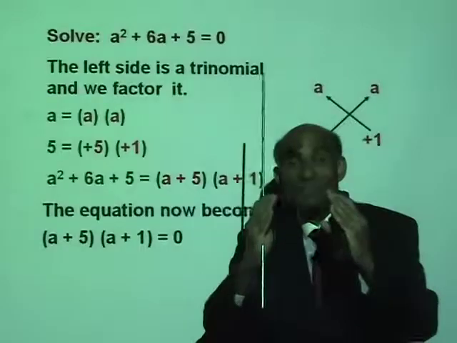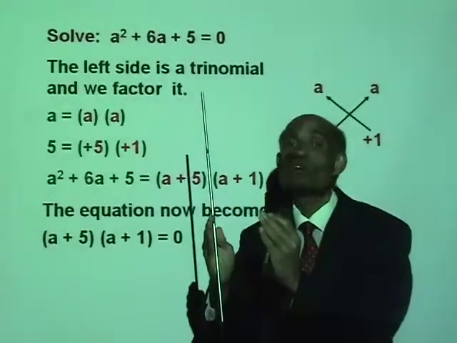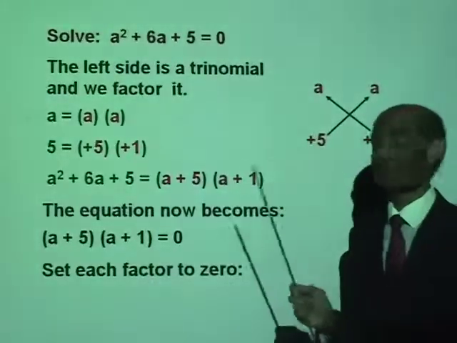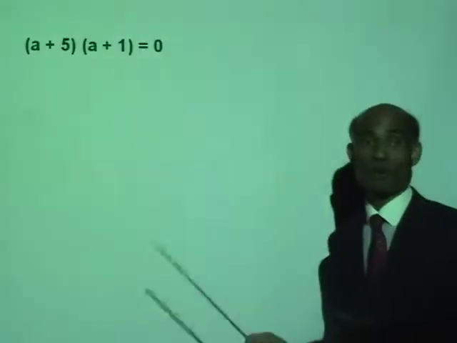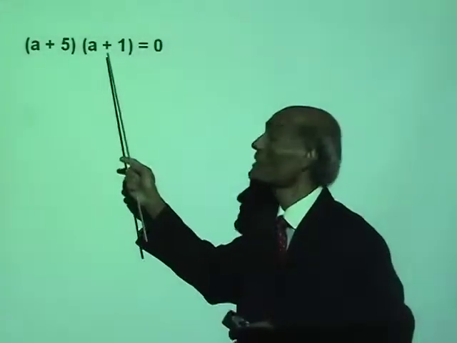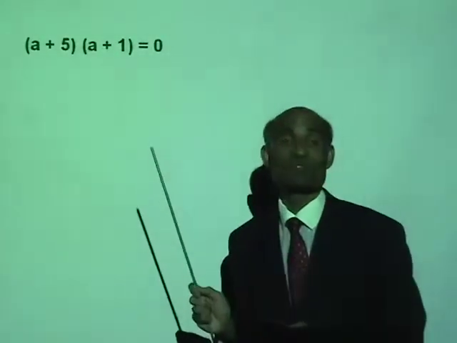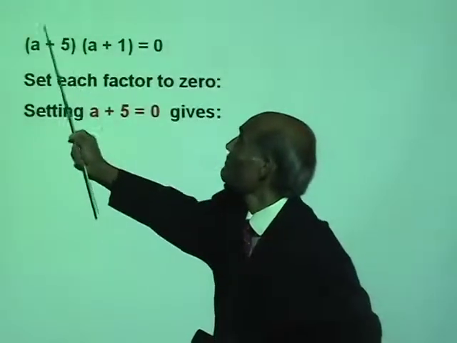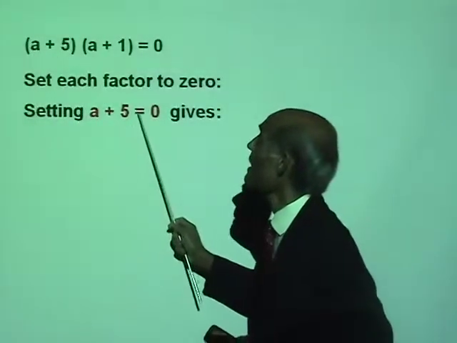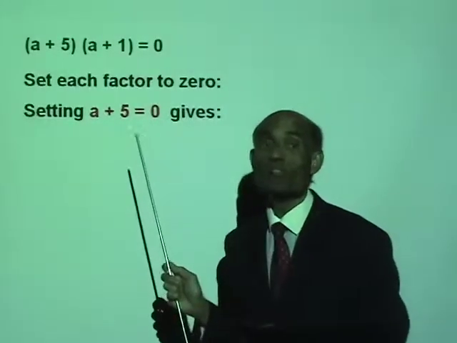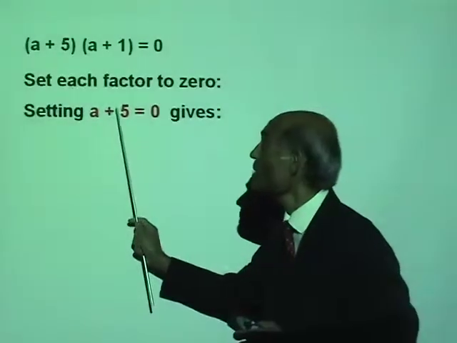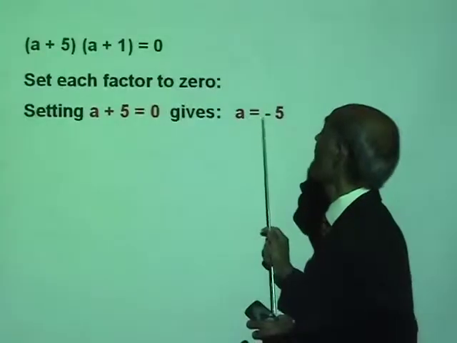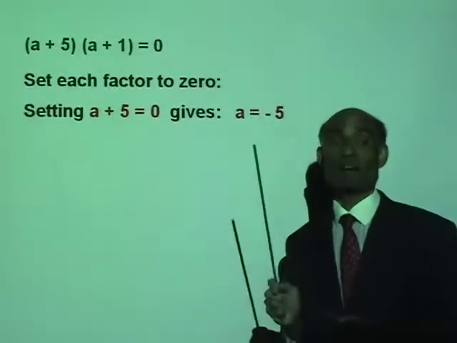We have now on the left side 2 factors. What do we do to solve this equation? Set each factor to 0. Alright, let's do that. A plus 5 times a plus 1 equal to 0. We will set each factor to 0. Setting the first factor a plus 5 equal to 0 gives you what value of a? Move the positive 5 to the right. So a equal to negative 5.